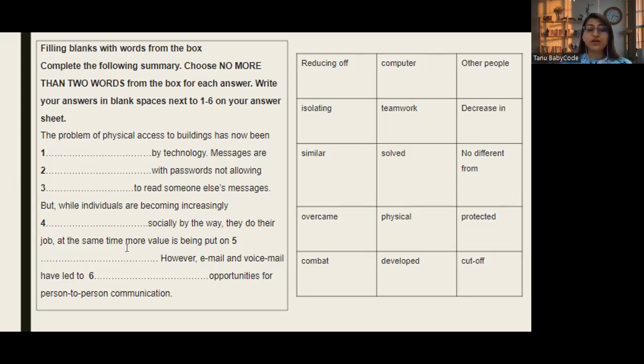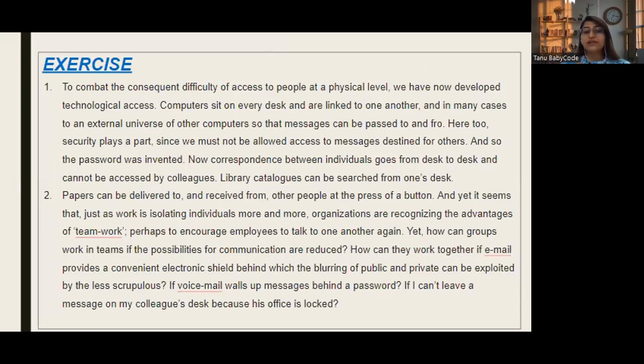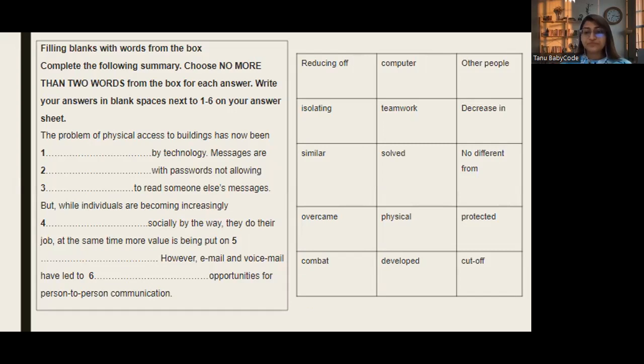They do their job, at the same time, more value is being put on dash. Now they are putting more value in what? Organizations are recognizing the advantages of teamwork. Now their focus is on teamwork. Let's see if we have teamwork here. Yes, we have the same word teamwork. So we will put fourth as teamwork. Put on teamwork. However, now they are making a contrast.